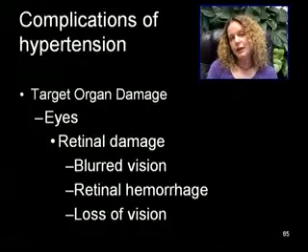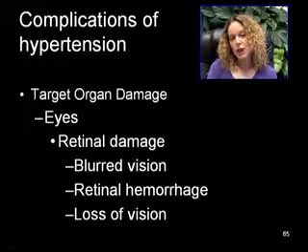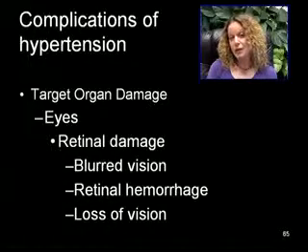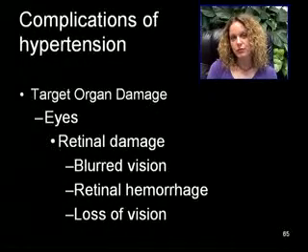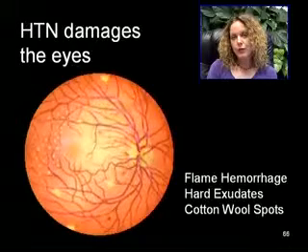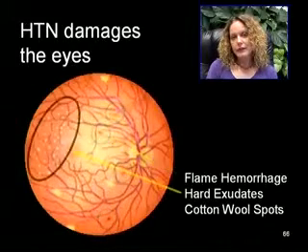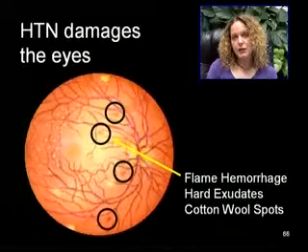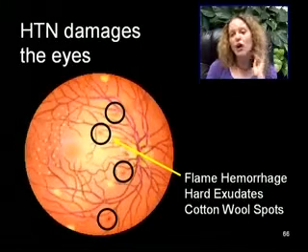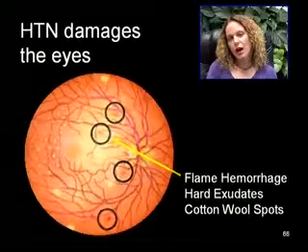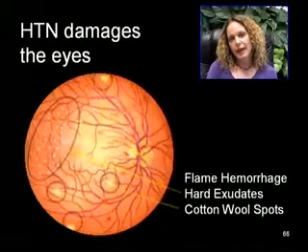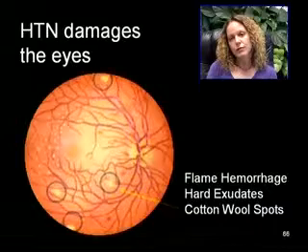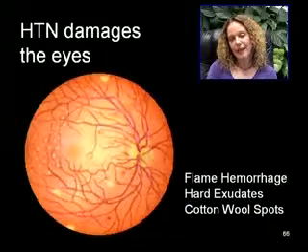The eyes are another organ that becomes damaged from long-term hypertension. Retinal damage occurs, with blurred vision, retinal hemorrhages, and loss of vision. So here we can see some of the different disorders that can occur: flame hemorrhages, hard exudates, and cotton wool spots, and they can all damage the eyes.